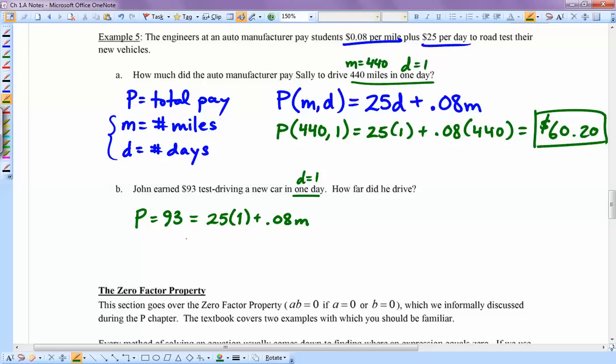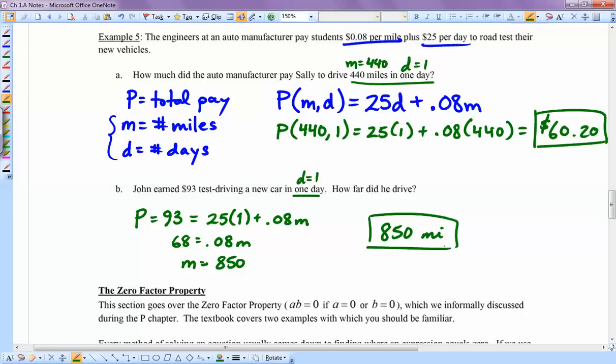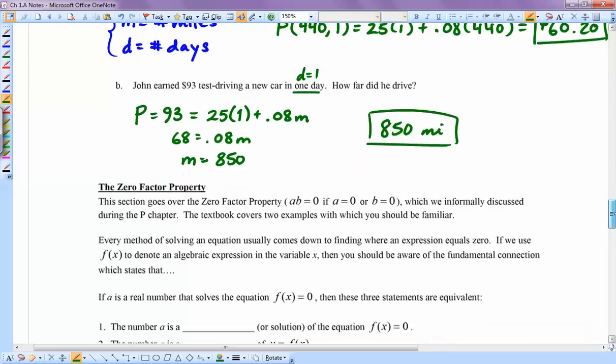So if you work this out, you're going to get 68 equals 0.08 M. M equals 850. So then your answer is going to be he drove 850 miles. 850 miles is an awful long way to drive and only get paid $93. So hopefully it was a pretty sweet car.